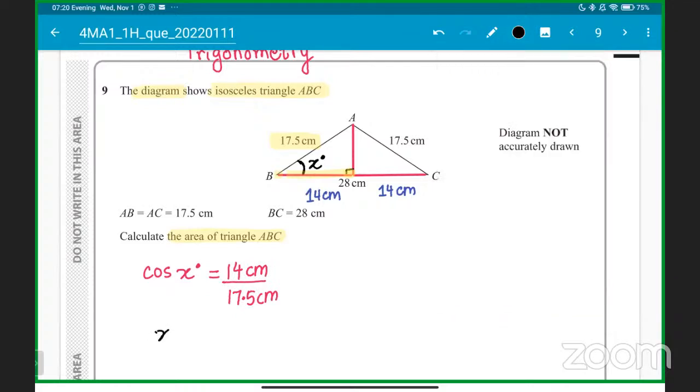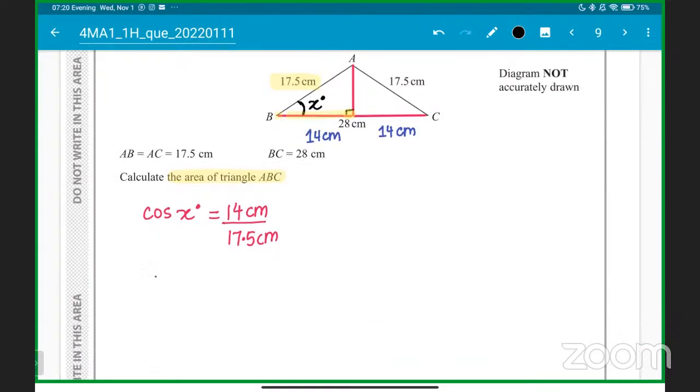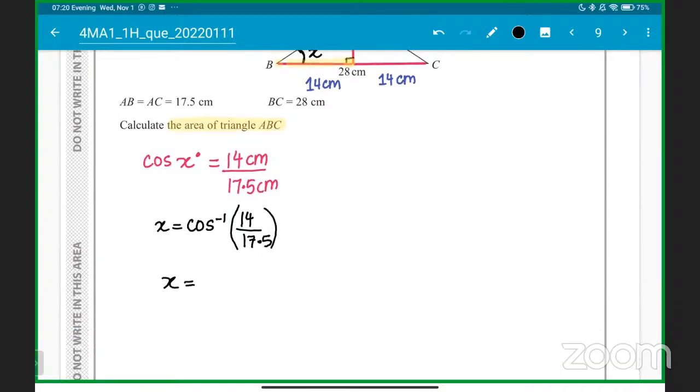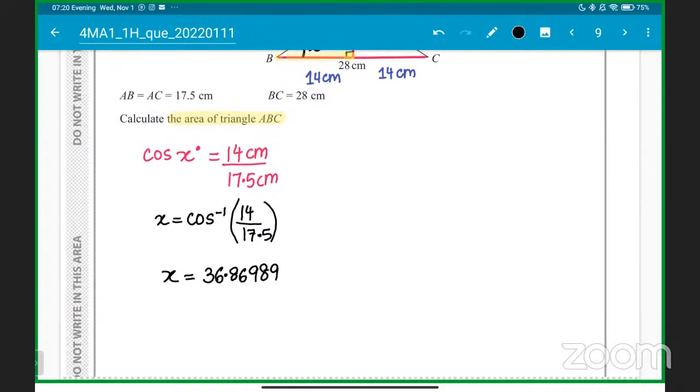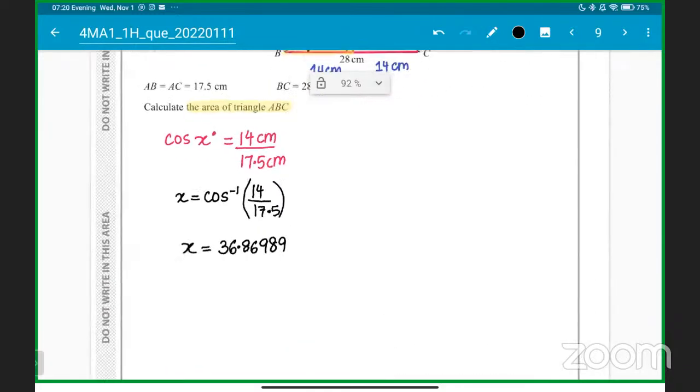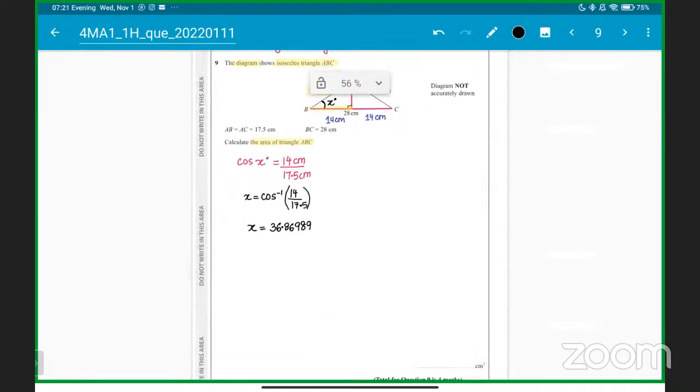And here we go, sir. X is equal to cos inverse of 14 divided by 17.5. We got it as 36.86989. So a lot of degrees we got. We can round it off as well, but we have to calculate the area of the triangle.